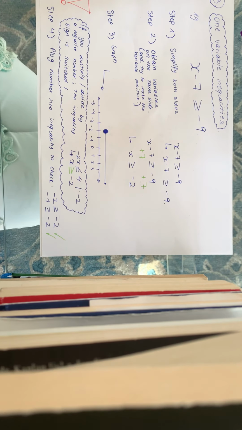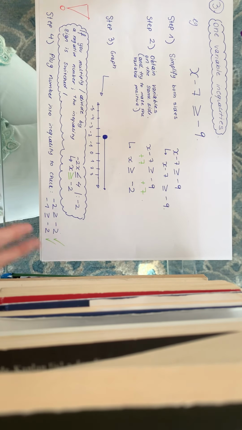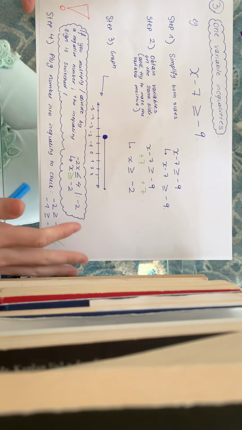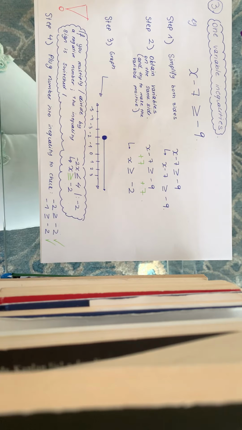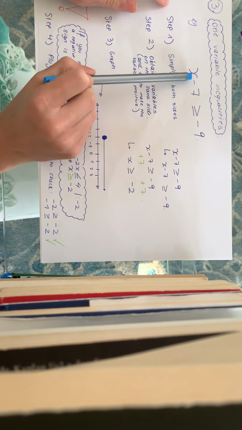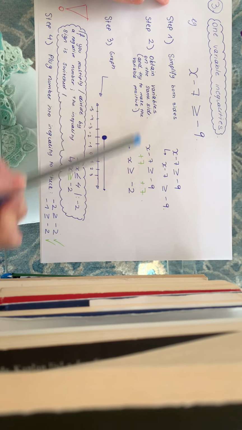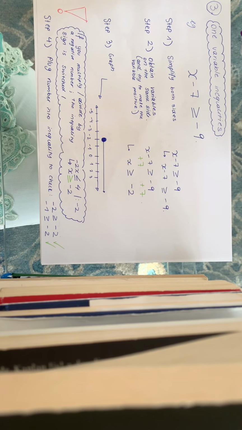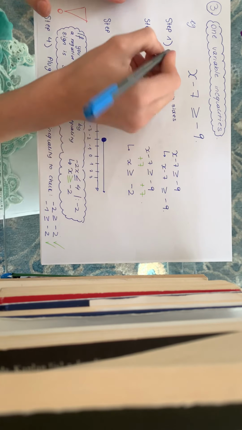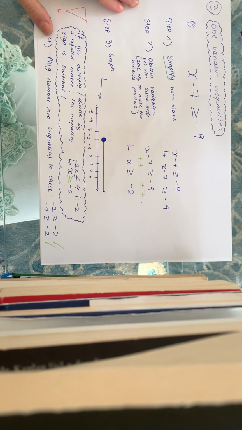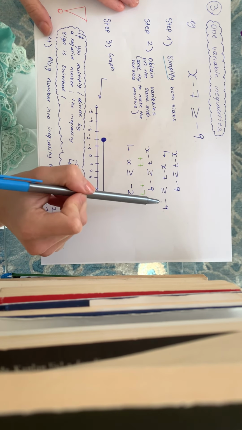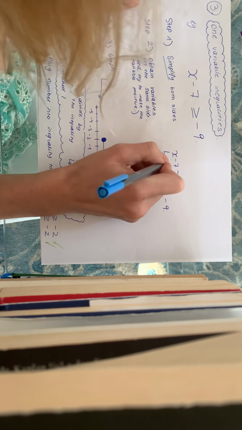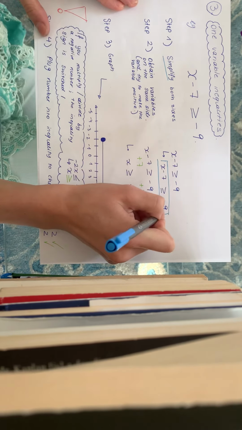Now, I will also show you how to do more mathematical and algebraic inequalities, where it is not a real life example. The example that I have chosen is x minus 7 is greater than or equal to minus 9. Step 1 is to simplify both sides. As this is already super simple, we don't need to simplify. I just kept it the same. x minus 7 is greater than or equal to minus 9.